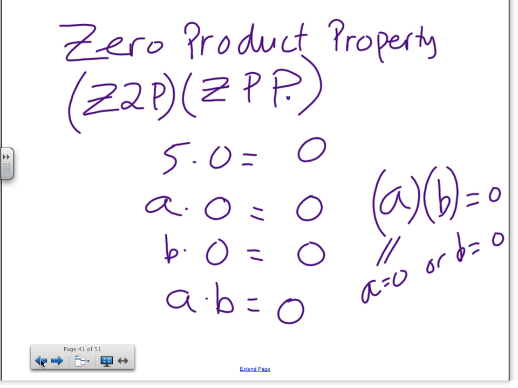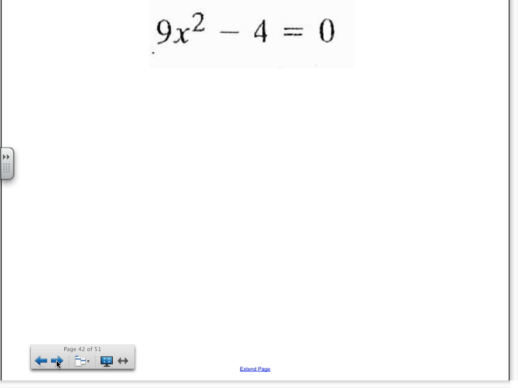With that in mind, I want you to look at this first problem. What's special about this problem is that I no longer have just 9x squared minus 4. I now have it equal to 0. It's not an expression anymore. We now call this an equation. Why an equation? Because it has an equal sign, and there's something on the left and something on the right. We call that an equation.